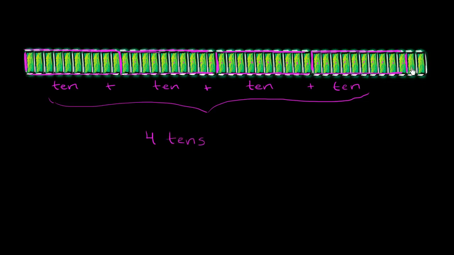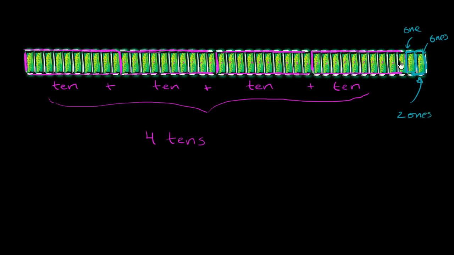4 tens. But I'm not done with the number. I still have 1, 2. I have 2 ones left over. So this is a 1, that's a 1 right over there. And then this is another 1. So I have 2 ones. So this right over here, that is 2 ones.